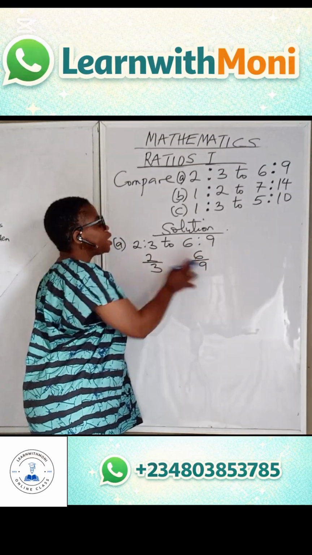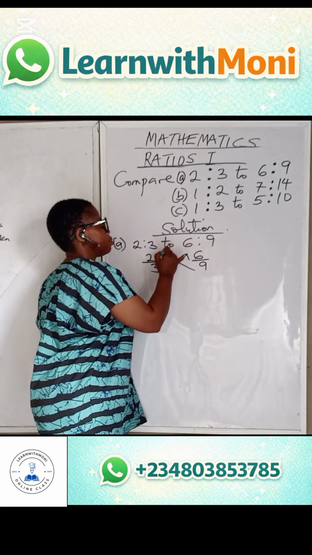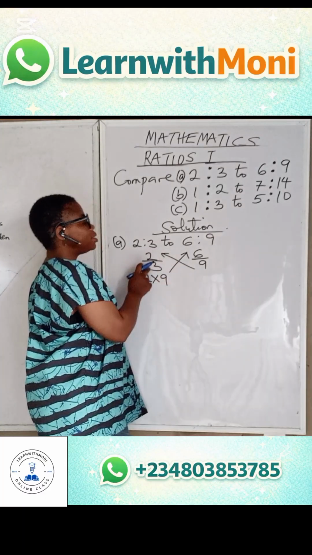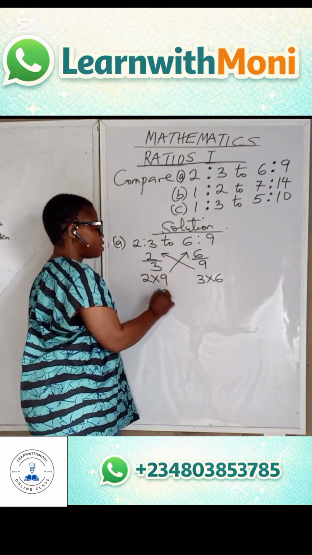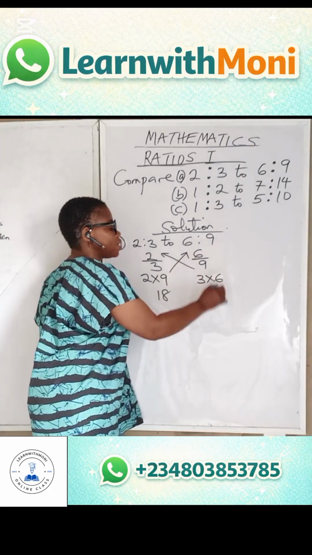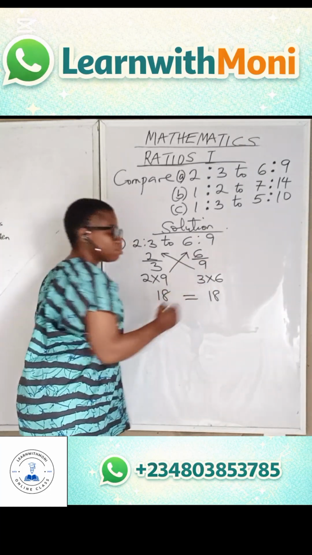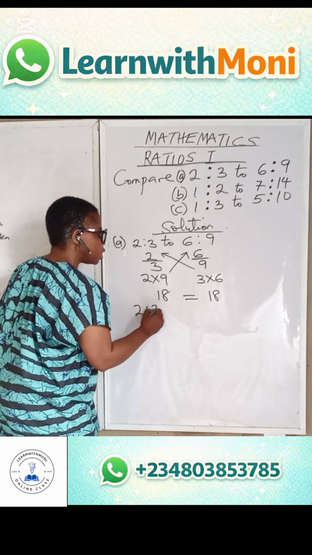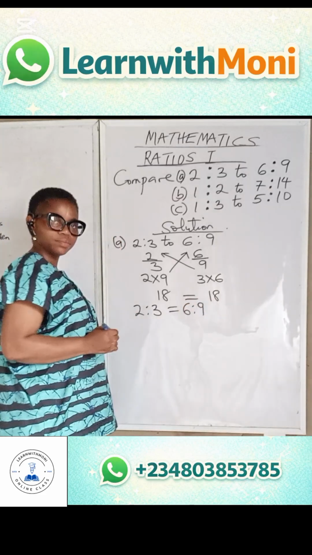For us to know if they are the same thing, we have to cross multiply. So let us find out. That is 2 times 9 and 3 times 6. 2 times 9 is 18 and 3 times 6 is 18. That means there is equality. Then we can say ratio 2 to 3 is equal to ratio 6 to 9.